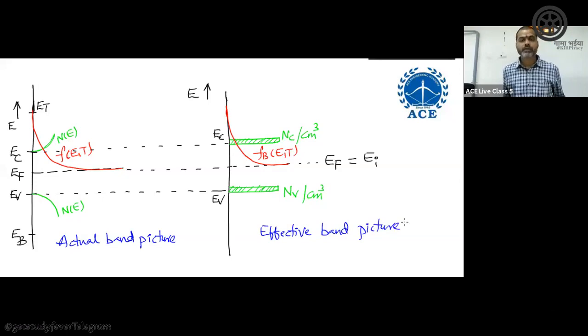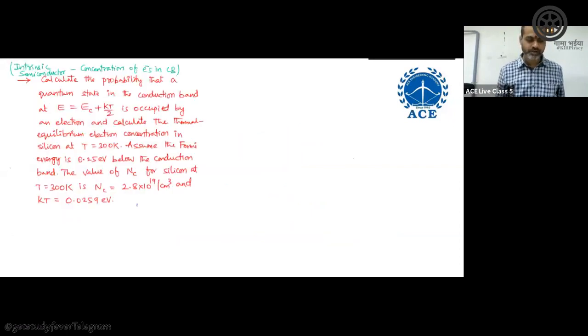Hope I am clear. So we know the actual band picture and the effective band picture in the conduction band and valence band. I'm combining them, and we also know where the Fermi energy is located now, so I'm including it in the energy band diagram. Hope I am clear. Yes. Okay. Now we'll try to take up some numerical examples so that we can understand whatever we have discussed in a better way.